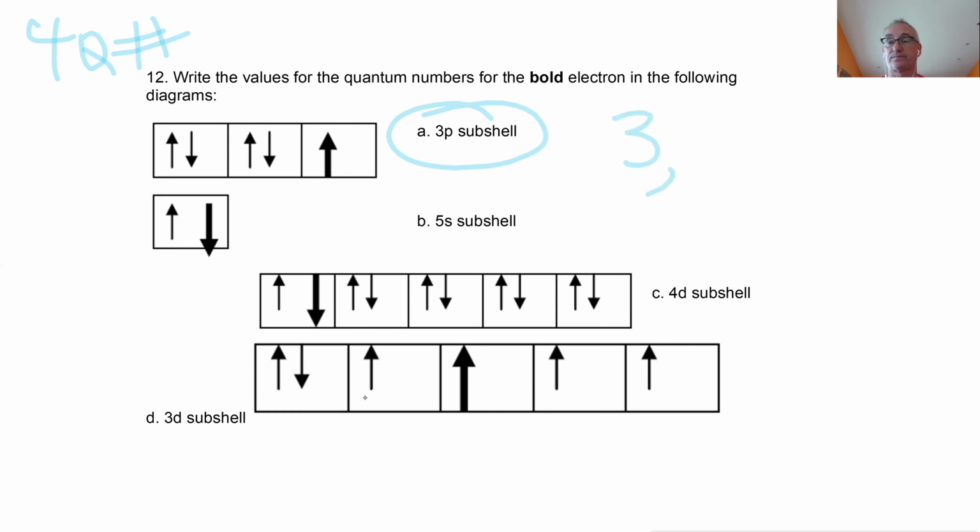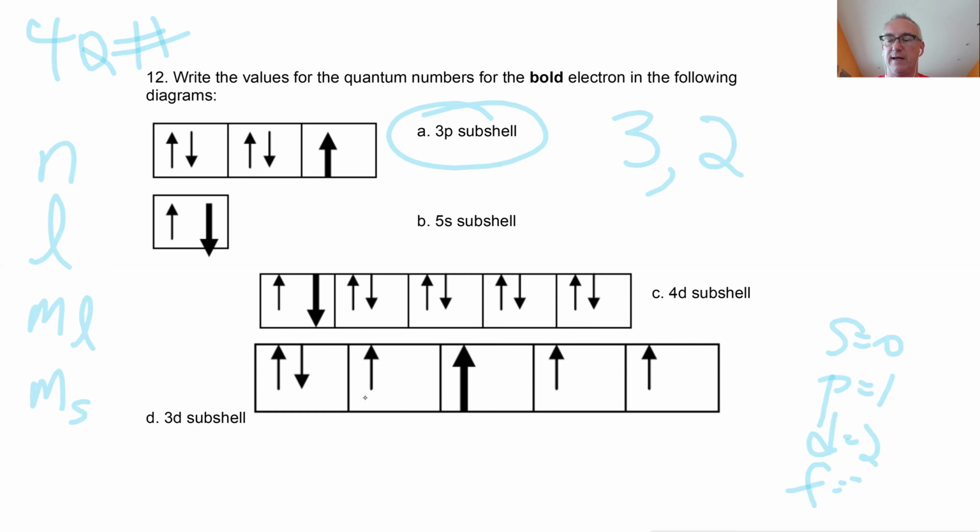Next is the subshell, or l. So the first one is n, the next one is l, and then m sub l, and then m sub s. So the first one is the shell, second one is the subshell. Which subshell are we dealing with? 2. Okay, so if my second quantum number is 2, what subshell is that referring to? d. That's right, because s is 0, p is 1, d is 2, and f is 3. So 2 would be a d subshell, and that's not what I have, right? So what's the proper second quantum number for this electron? 1. 1, right.